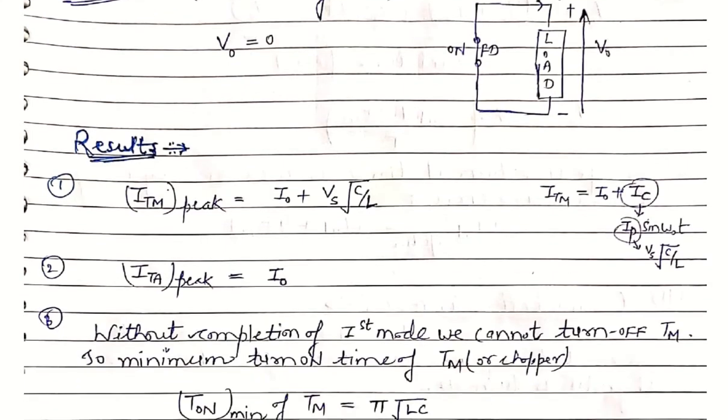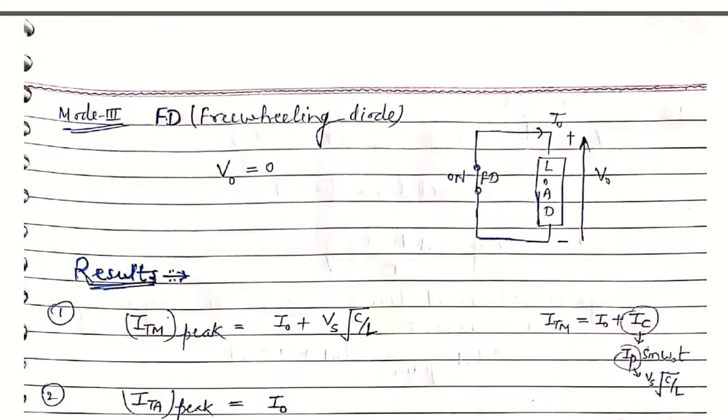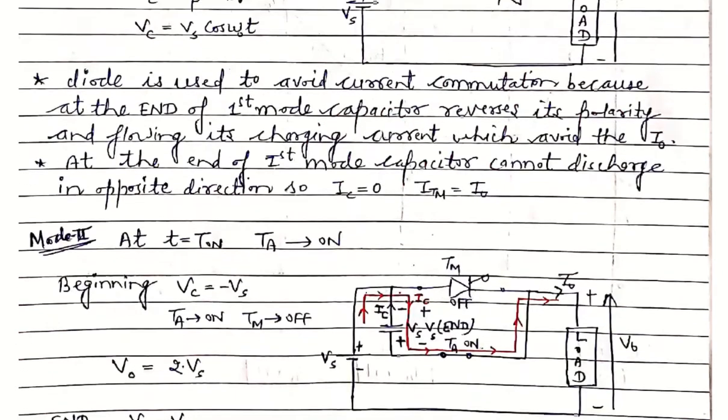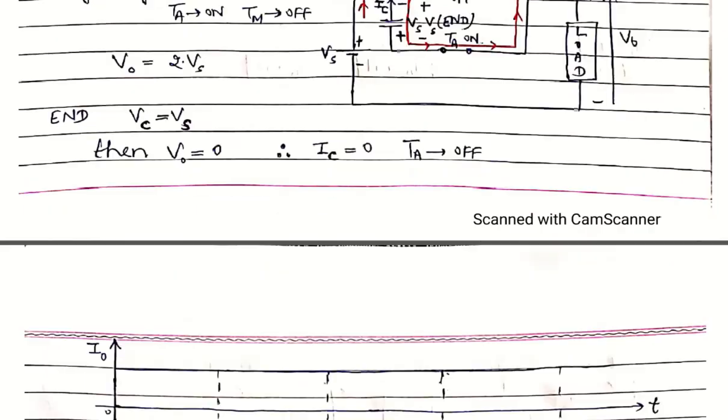Now we will see some parameter calculations, or some results, of this Class D commutation technique, which are very important from the exam point of view. First one is ITM, that is the peak value of main thyristor current. So what is the peak value of main thyristor current? Going to the first mode of conduction, ITM will be IC plus I naught. This amount of current will be flowing through the main thyristor. If we add both currents, then we obtain the peak value of main thyristor current.